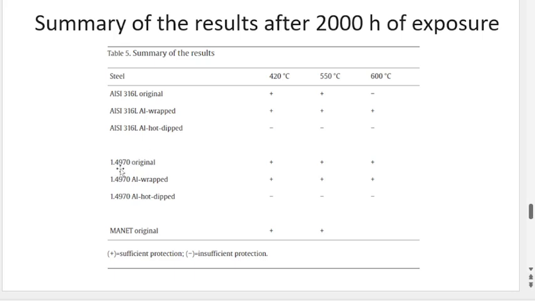As for the original 1.4970 materials, original materials show sufficient protection for all temperatures. However, for aluminum wrap, aluminum wrap also shows the same. However, for the aluminum hot dip, it shows insufficient for all temperatures. For magnet original, it is at 420 and 550 degrees C shows sufficient protection.